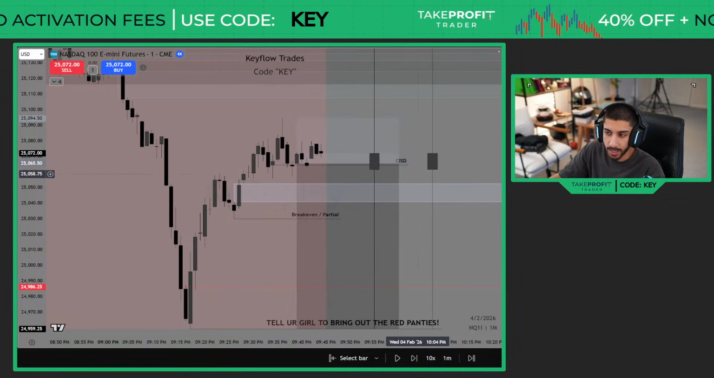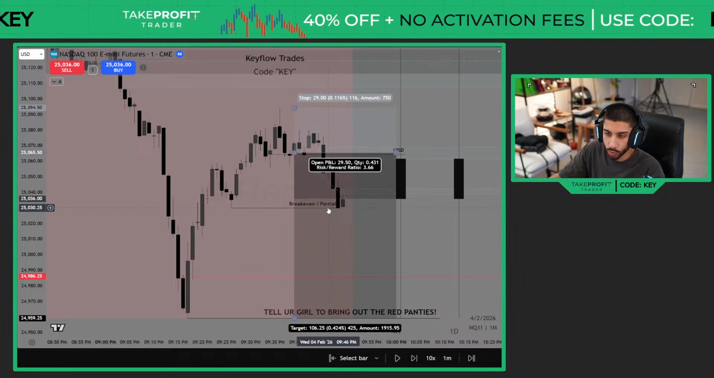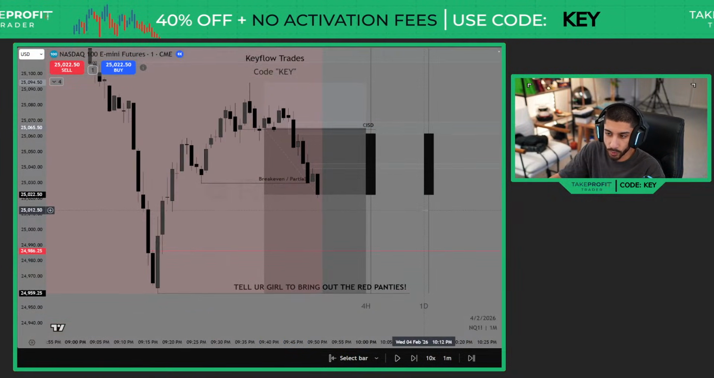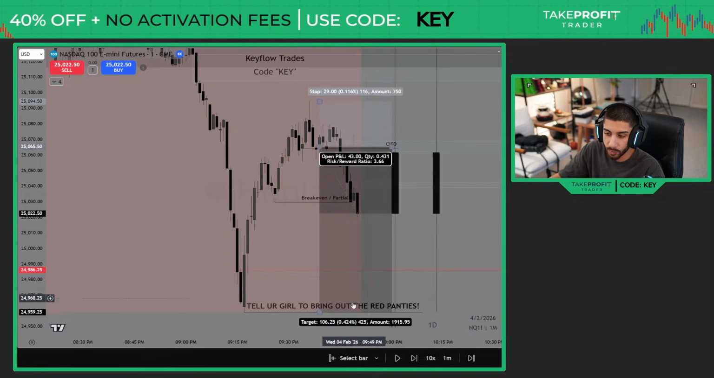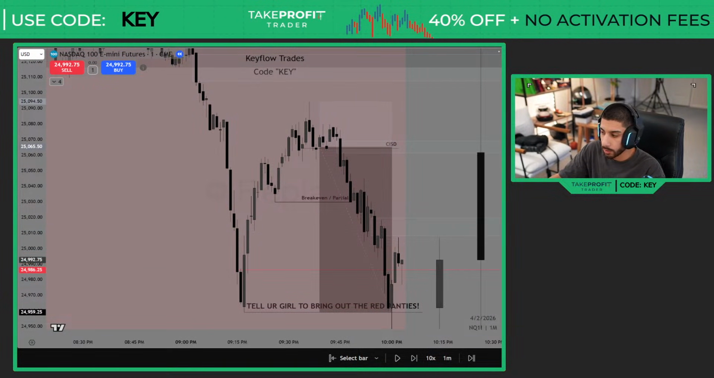So that is exactly where I take that entry, and partial goes right here, right? Because it's the first swing low. So partial and break even happen right there. And that's it.